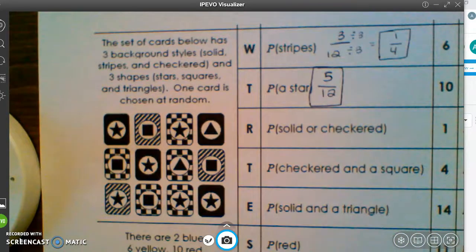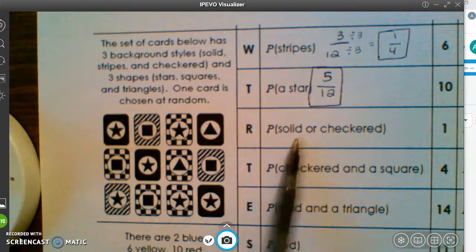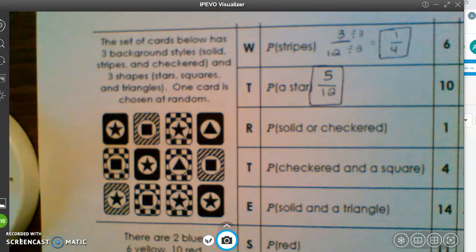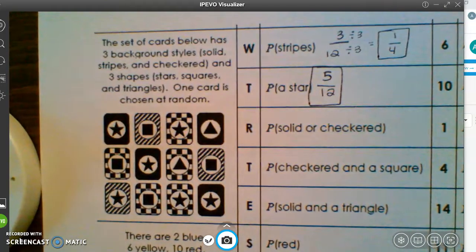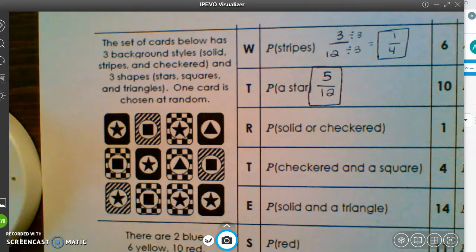Okay. Now R looks different. R looks different because it says, okay, well, we want the probability of solid or checkered. That means that you would be happy if you drew a solid or a checkered card. Either way. So solid would make you happy, or checkered. That's like you going to get food and you telling mom, okay, either chicken nuggets or a hamburger. You're fine with either one.